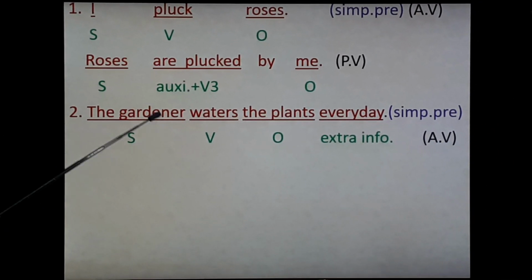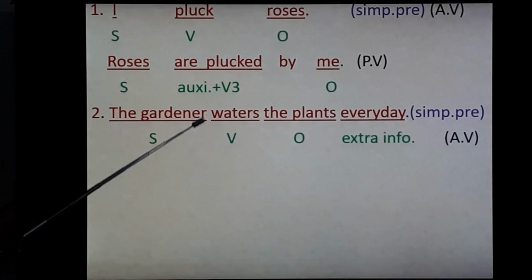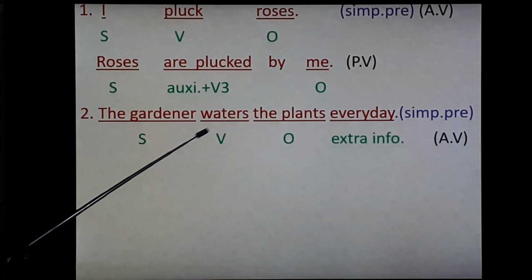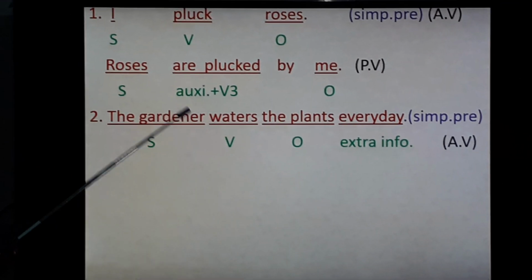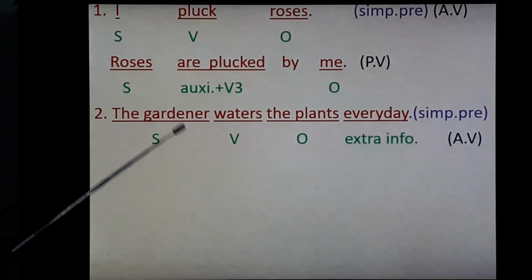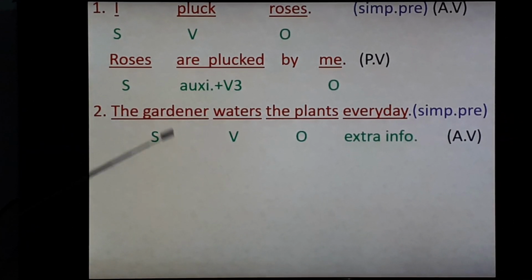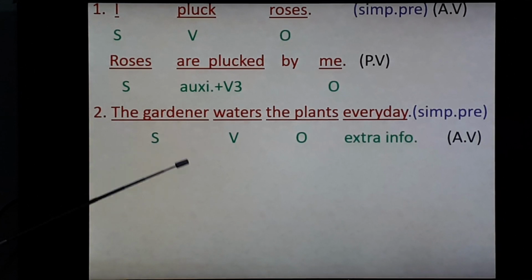Now how will you identify the voice, active or passive? Is by given? No. Is V3 form given? No. So this is an example of active voice. Now we will see how to turn this active voice sentence into passive.